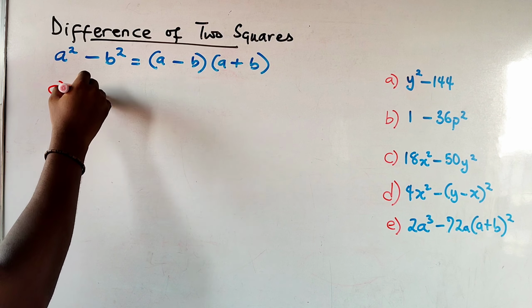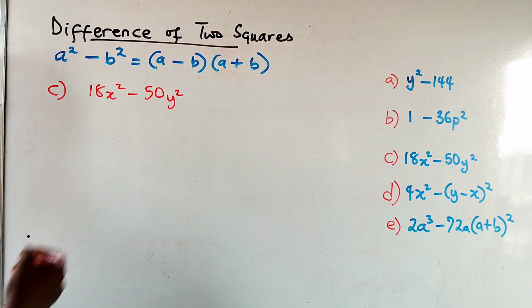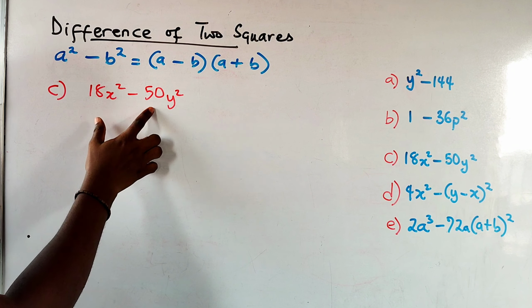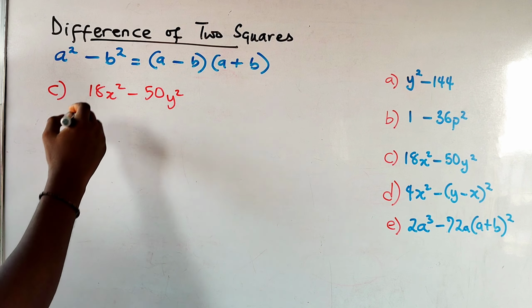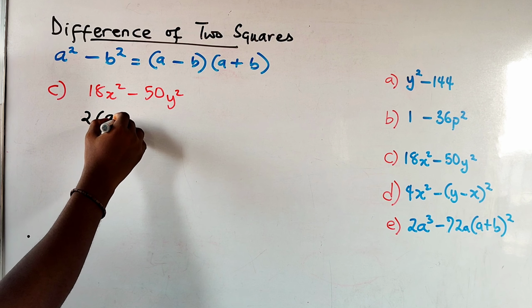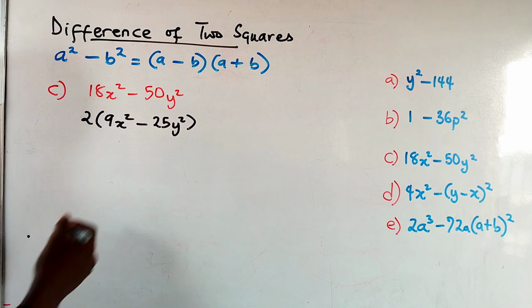So I have C, 18x squared minus 50y squared. Now 50 and 18 are not perfect squares. So when you have a question like this, you want to factorize. You look for a number that you can factor out. 2 can be factored out. So if you factor out 2, you're going to have 9x squared minus 25y squared.